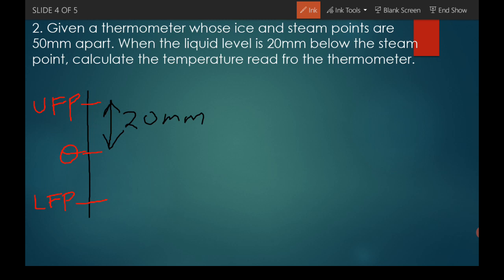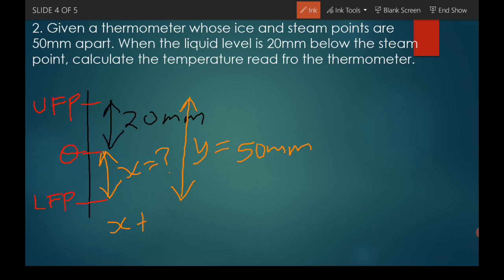That distance is 20 millimeters. But remember, in our question, we have to get the distance y. The distance y is the fundamental interval. It is equal to 50 millimeters. And then our distance x is unknown. How do we get x? Of course, from that diagram, you can see that x plus 20 gives us 50 millimeters, implying that our x is going to be equal to 50 minus 20. 20 goes the other side. If it was a positive, it becomes a negative, which is equal to 30 millimeters.